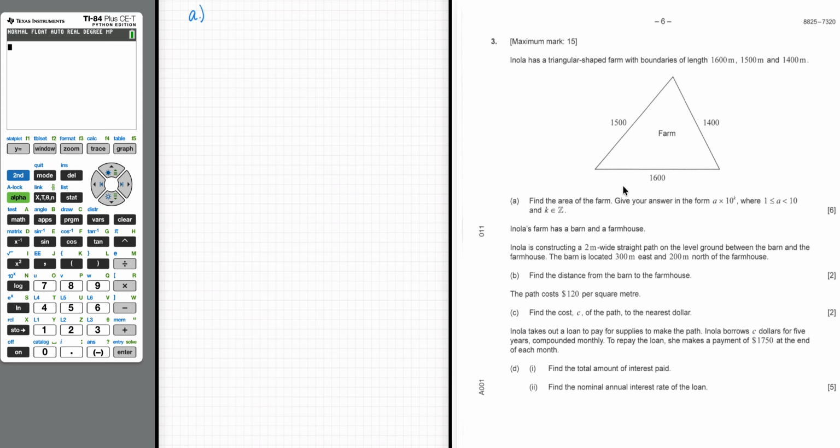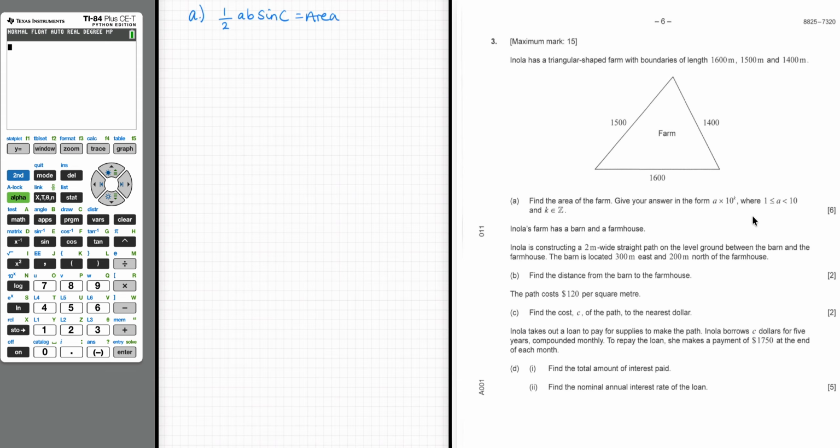So it tells us the boundary lengths, it tells us that it's a triangular shaped farm, and we need to find the area and then give the answer as A times 10 to the k, which is standard form. So if we're trying to find the area of a triangle, we know that we need to use one of the angles and then the two sides next to it. So that's using the formula of half AB sine C.